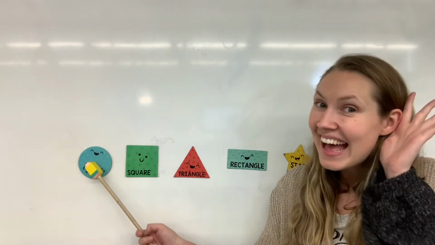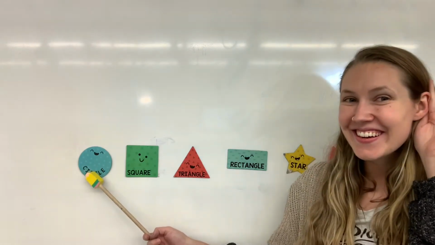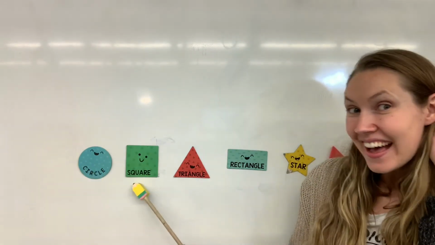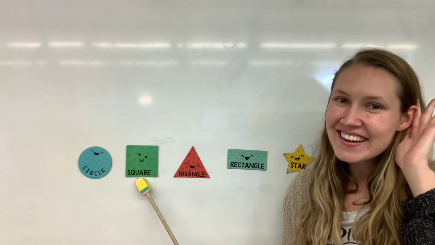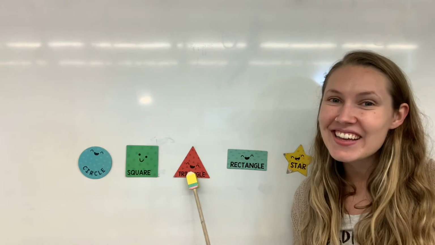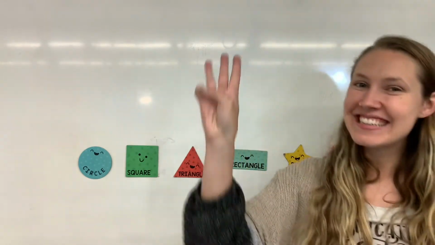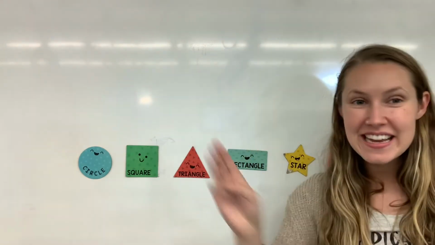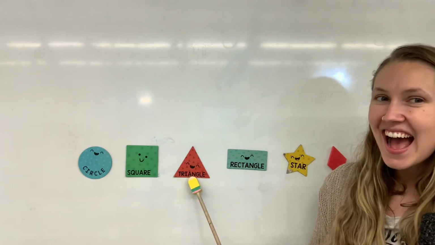I'm a circle, circle. I wanna be a square. I wanna be a triangle and have 3 sides. 1, 2, 3, I'm a triangle.